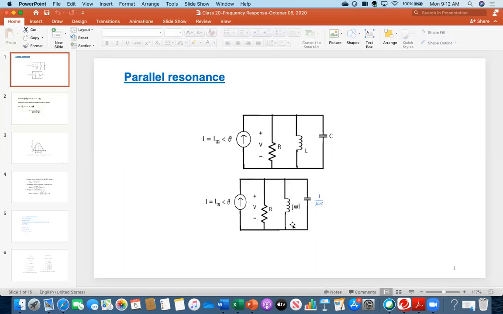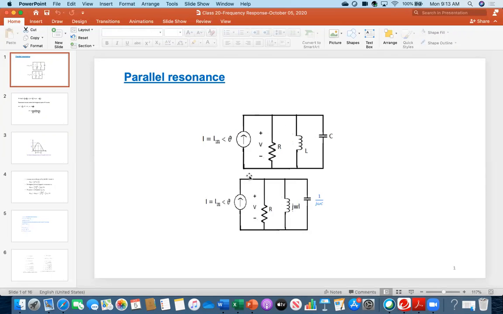At the bottom, it shows the circuit in phasor form. L has been changed to j omega L, and C has been changed in the phasor domain to 1 over j omega C. So today we will make the same analysis as in the series resonance case, and then we will look at some practice problems.